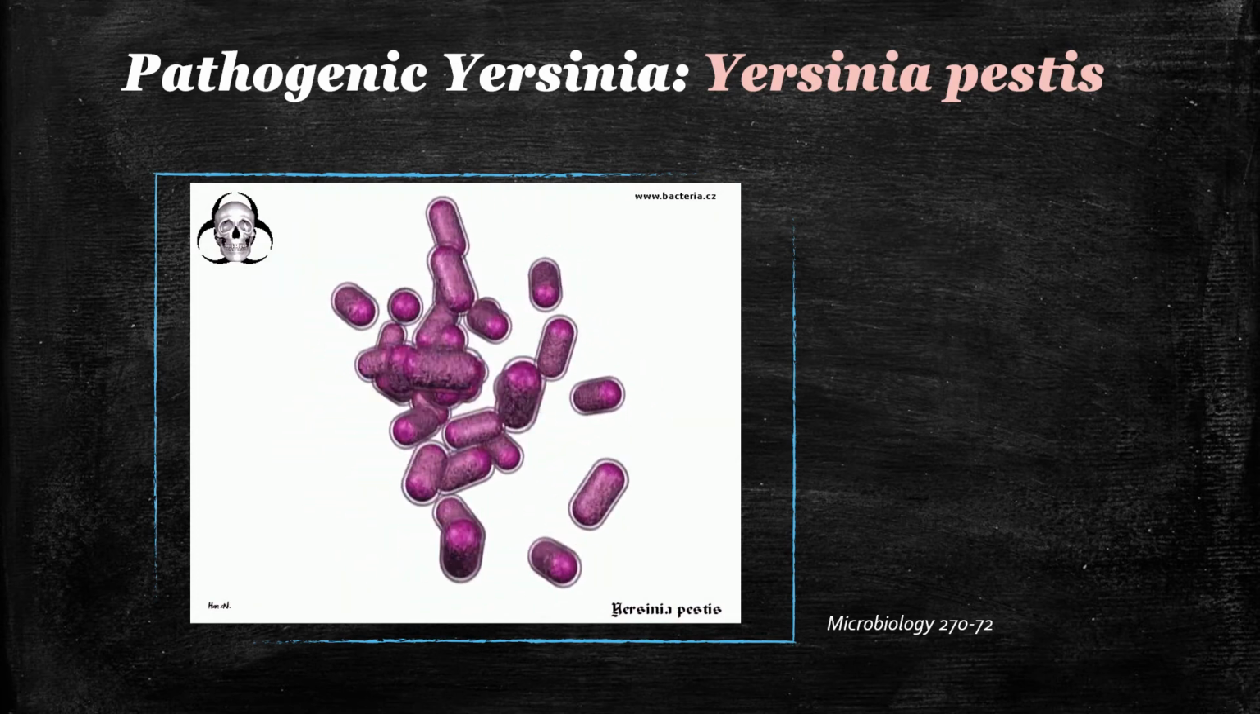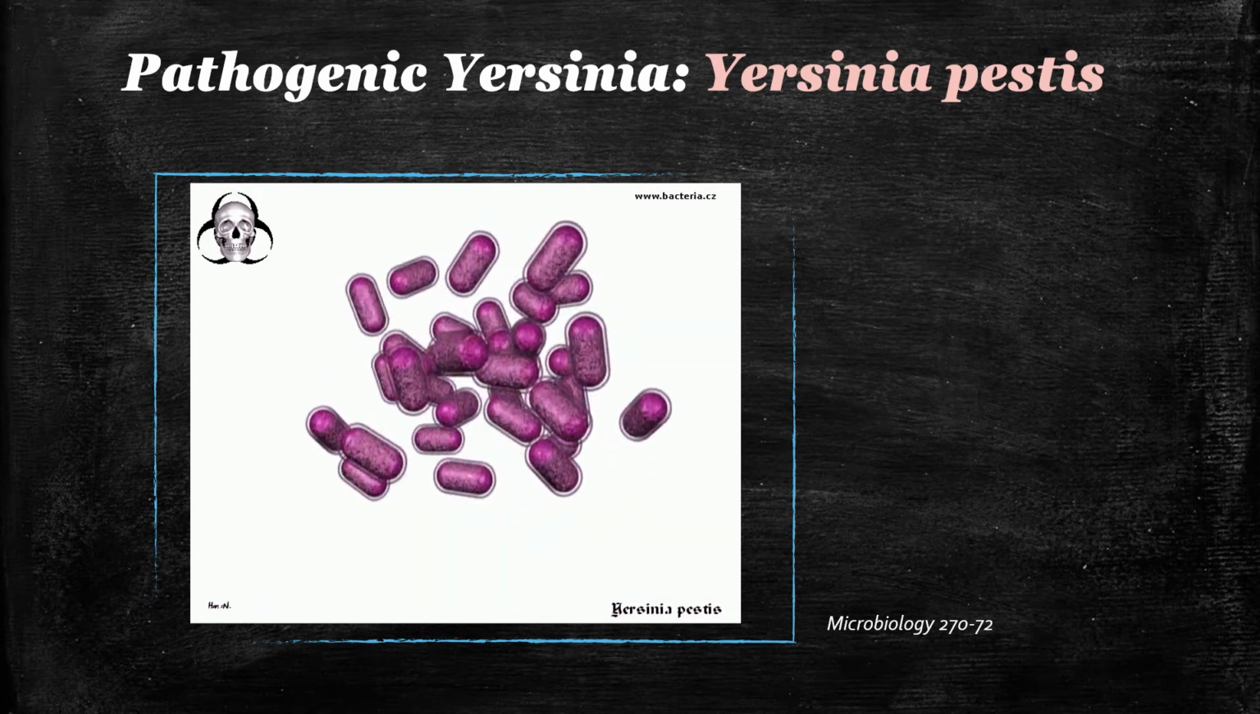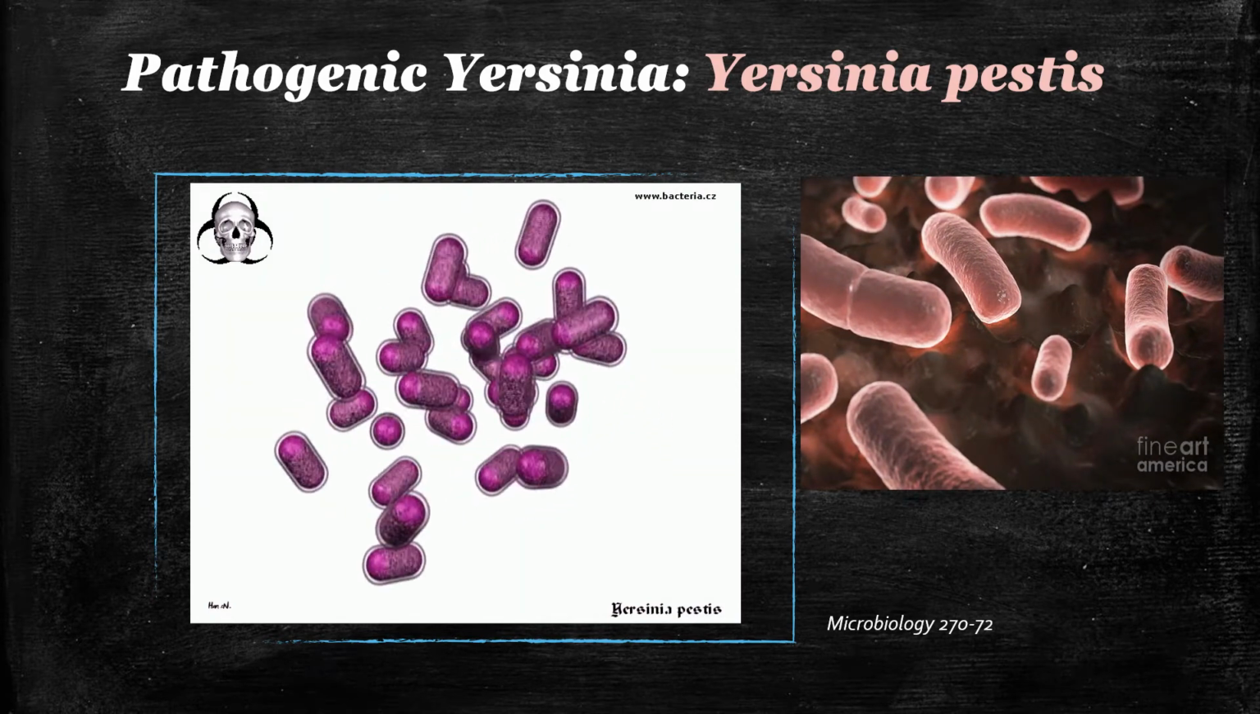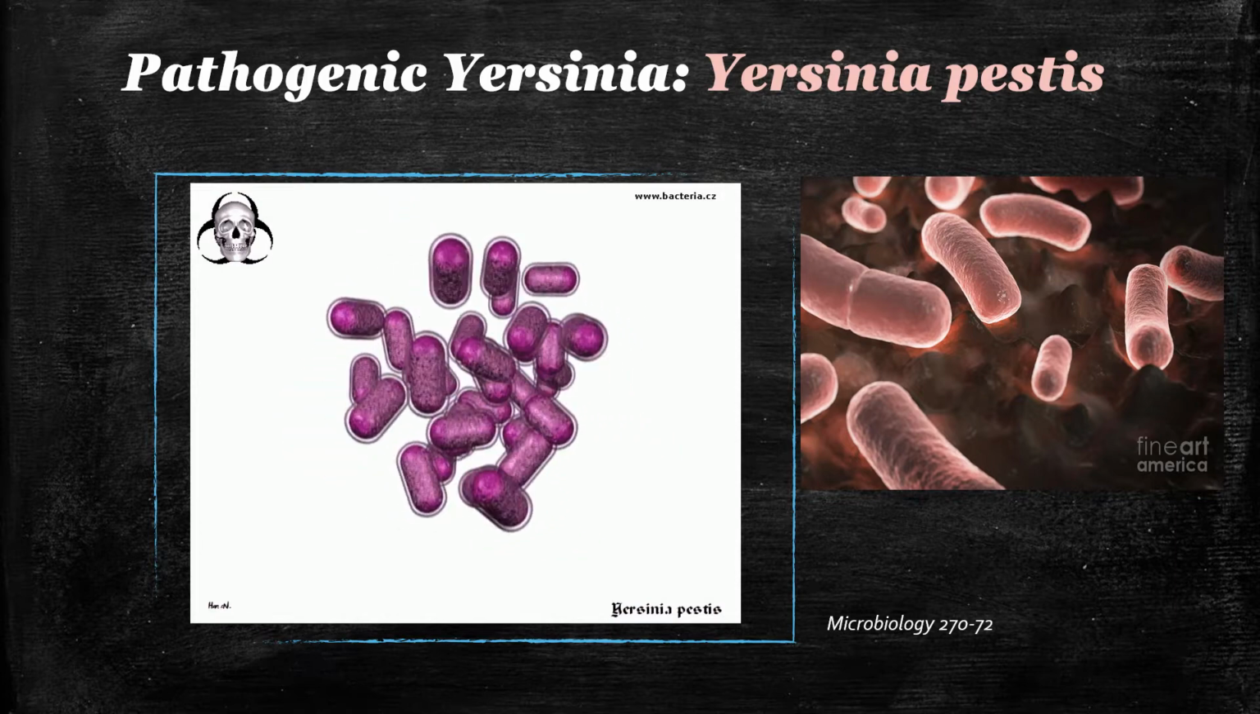Hello, class. Today I'm here to present a pathogenic strain of Yersinia that is also known as the causative agent of the plague, which claimed millions of innocent lives, and that's none other than Yersinia pestis.